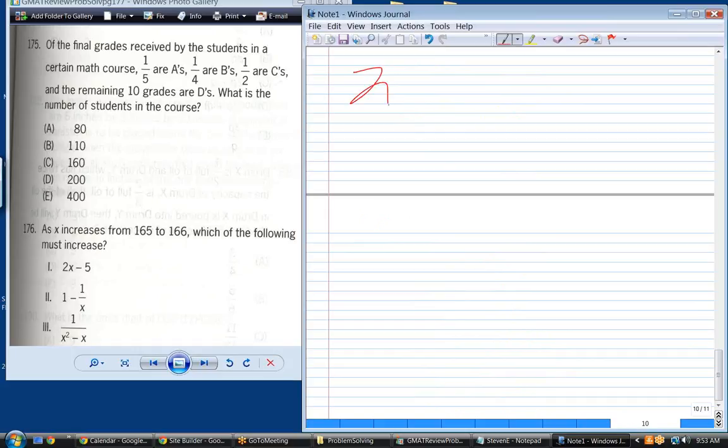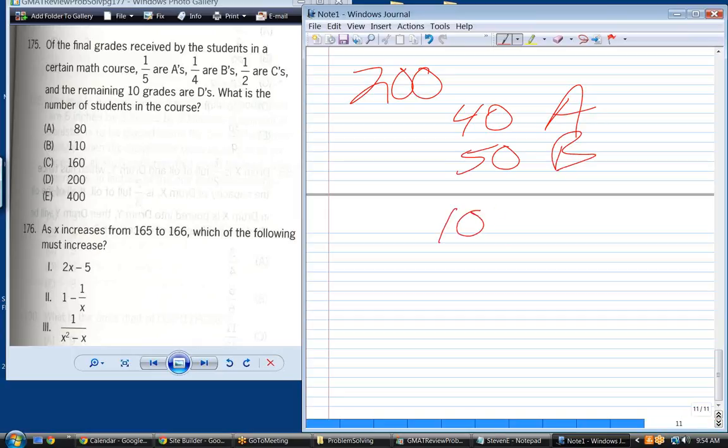Okay. So let's do 200. 1/5 of 200 is 40. 1/4 is 50. Half is 100. And then 10. So we have 200. Sure does equal. Bingo. And if 200 wasn't correct, we would have known it was either 160 or 400, because now we know which direction we're going.